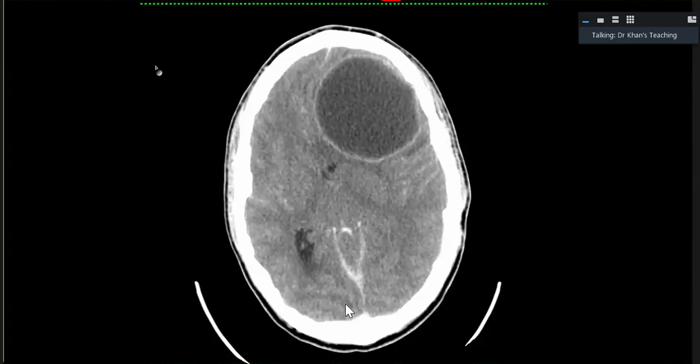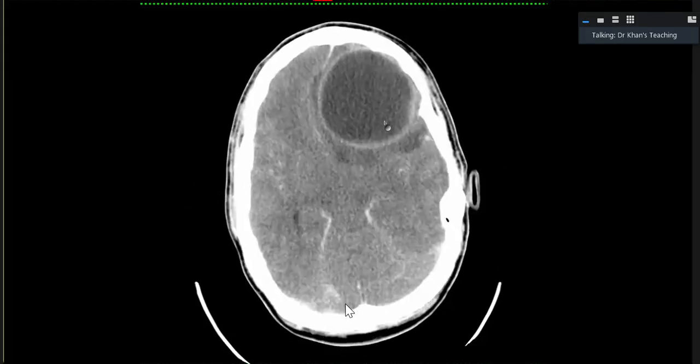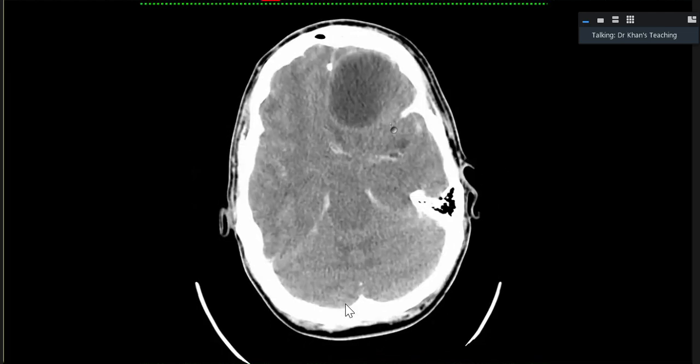Okay, so it was an easy case, and the key thing was to ask for a bone window, which you did. But did you describe the findings related to the abscess, what it is doing to the brain? Sir, I said it is causing subfalcine herniation, compression, and effacement of the ventricles, yes, mass effect. Right.